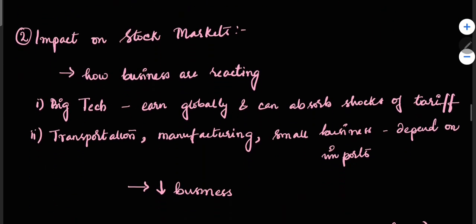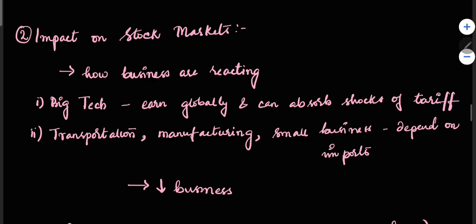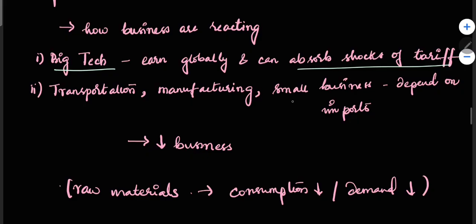Next, coming to the impact on the stock markets due to these tariffs. Stock markets generally represent how businesses are reacting in that particular economy. When we talk about big techs like Apple, Meta, etc., they earn globally and their earnings are internationally spread. So they can absorb the shocks of tariffs very well, and they have a very negligible impact. But a small business is dependent on transportation, manufacturing, raw materials, and many other factors.